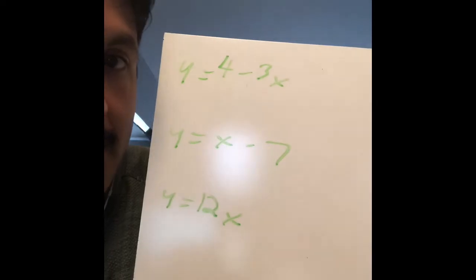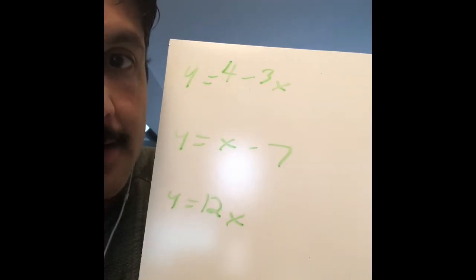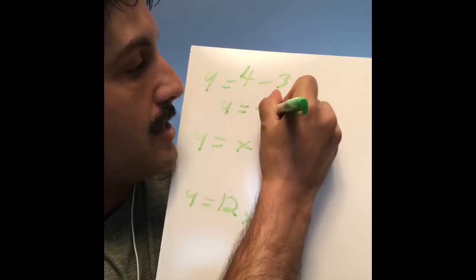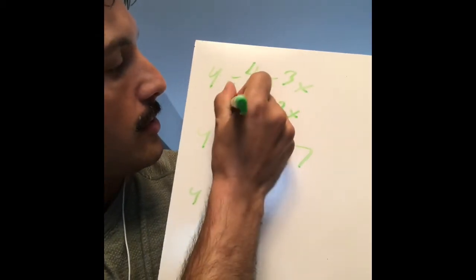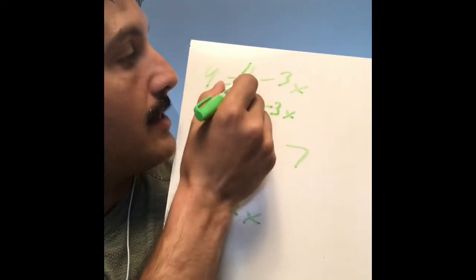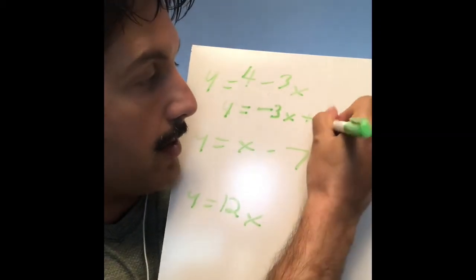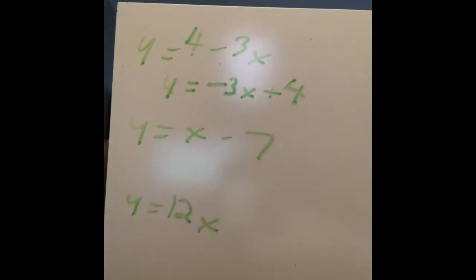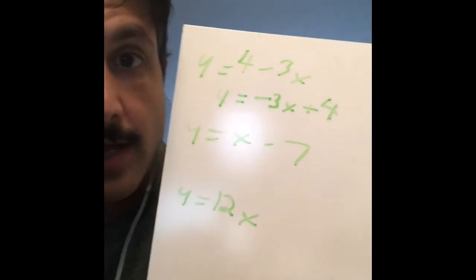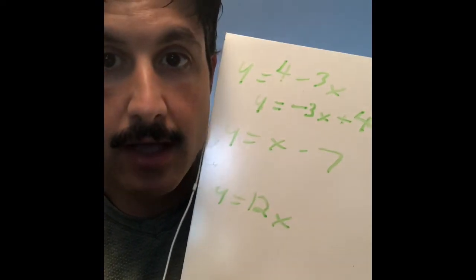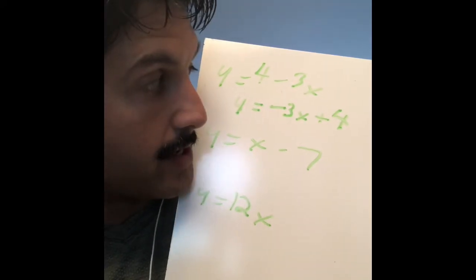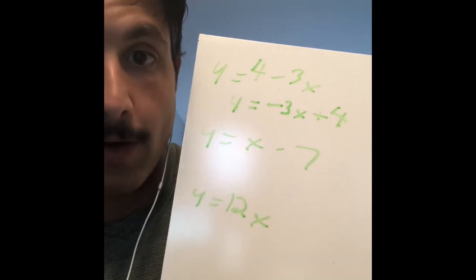Instead of y equals 4 minus 3x, we have y equals minus 3x. There's your slope. And you still have your intercept, and that is a positive 4 that goes at the end. So y equals minus 3x plus 4 is the same thing as y equals 4 minus 3x. Exactly the same thing, just some algebra to move them around. And now we have the slope at -3 and the y-intercept at 4.